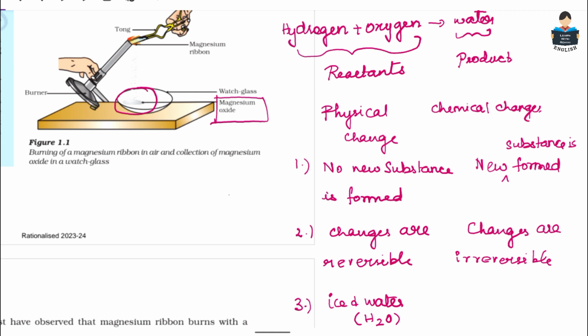But when we take a paper and burn it, it turns into black ashes. We call it carbon. This change cannot be reversed, that is, we cannot get paper again. Hence it is called a chemical change. So we can write the example as burning of paper. So these are the points that we need to know about physical change and chemical change.